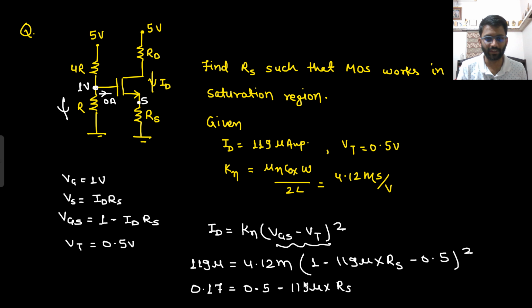Many times teachers don't tell this concept, why we are actually taking the positive sign. So the positive sign should be taken, and everyone should remember why, because VGS minus VT cannot be negative, right? So from here I can directly solve and find the value of RS.